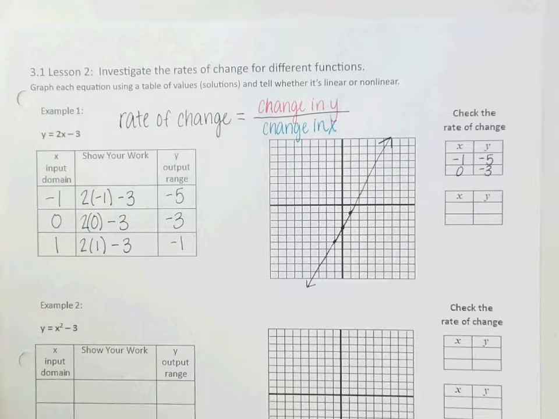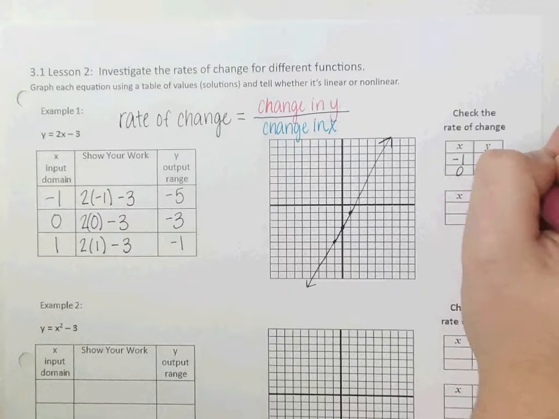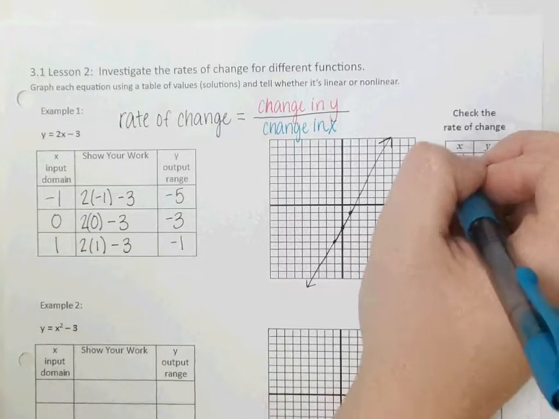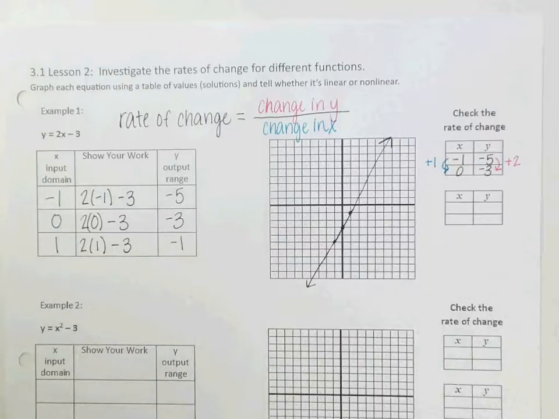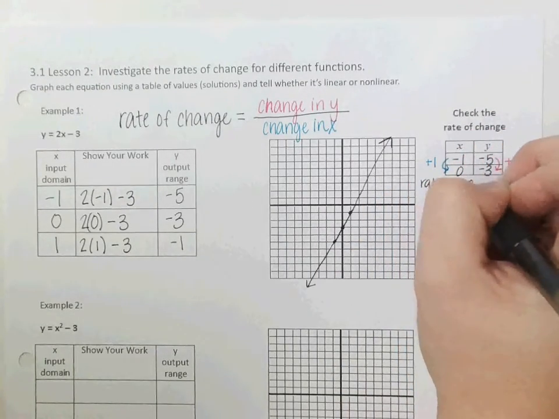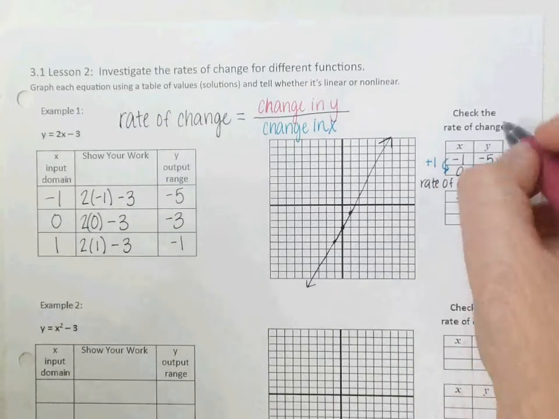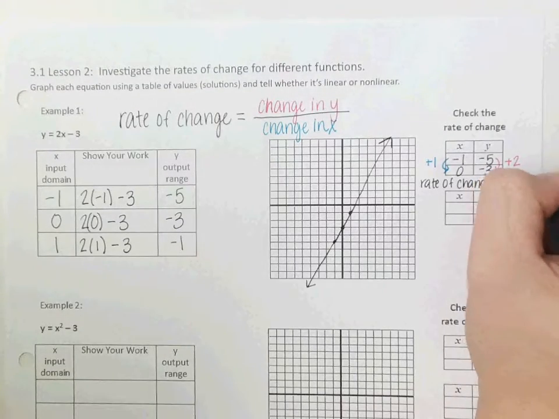So for our rate of change, the first thing we want to find is our change in y. So we see that our y's are increasing by 2. And then our x's are increasing by 1. So for these 2 points, our rate of change is going to equal our change in y, which is 2, over our change in x, which is 1. So this gives us a rate of change of 2.